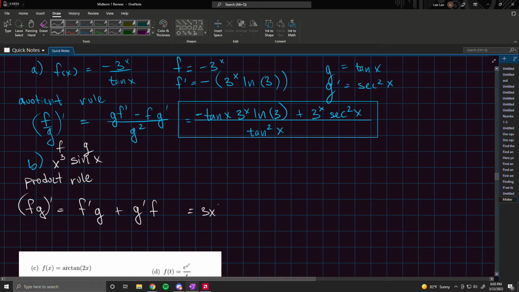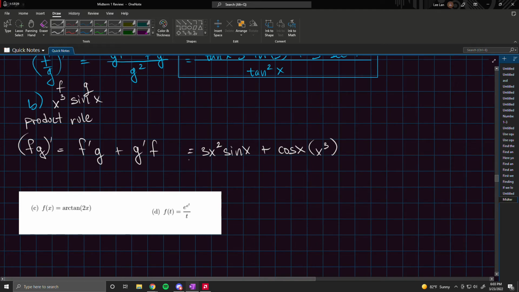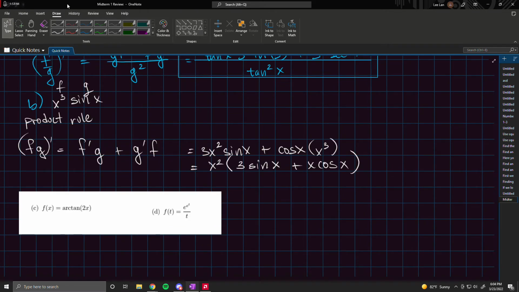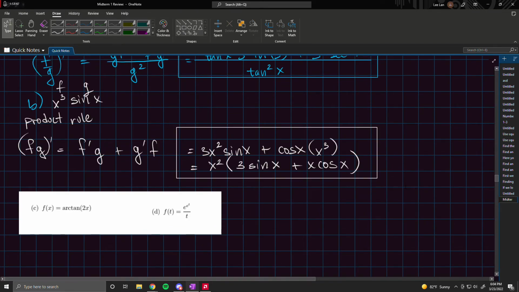Okay, so 3x squared, and then the second one left alone, so it's just sine x. Plus g prime, the derivative of the second, which is cosine x, times f, which is x cubed. And is that good enough? For me, that's good enough, but I guess you could factor out the x's. So you get x squared (3 sine x plus x cosine x), maybe? These are probably equivalent, but that's the answer.